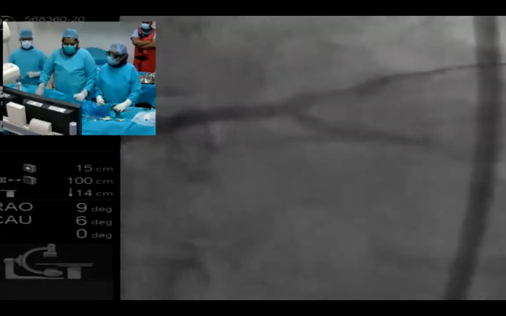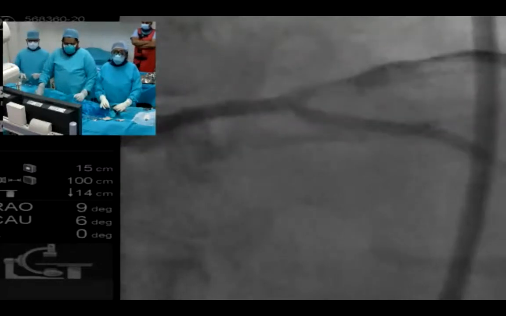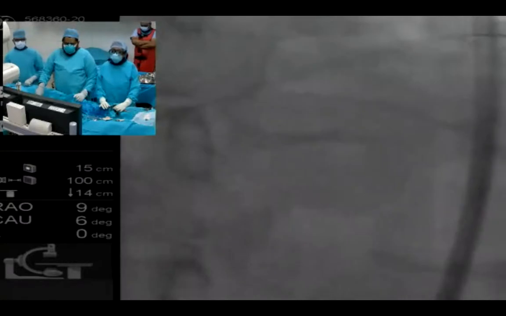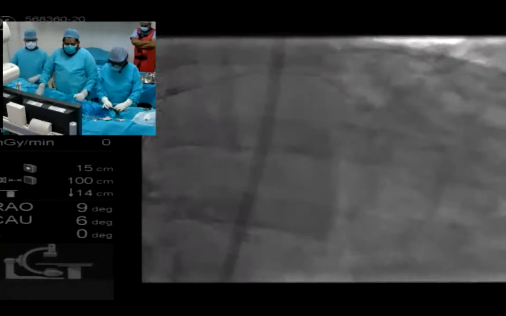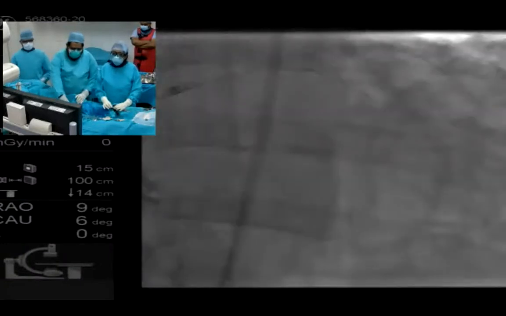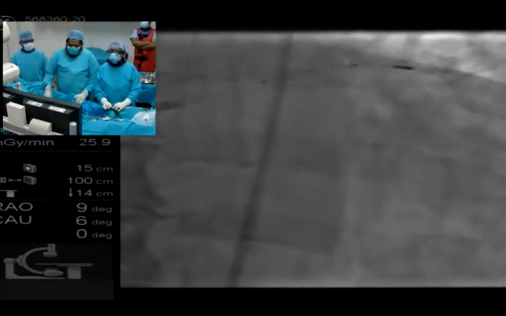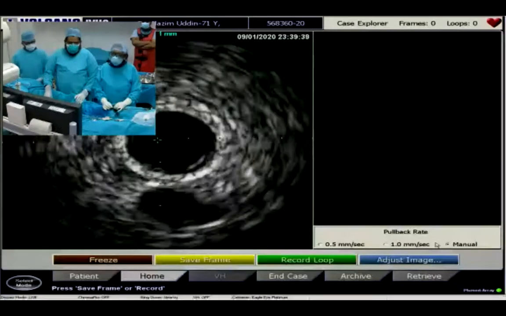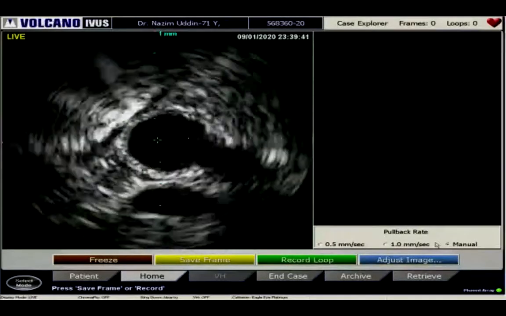So what we plan to do is we are going to use the IVUS catheter instead. And so that's what I'm going to do. I'm taking the IVUS catheter from the left main to the LAD, and let's have a run and see what's happening via IVUS. So it was a plan to do an OCT, but things didn't work out that way. So we are going to do an IVUS instead.